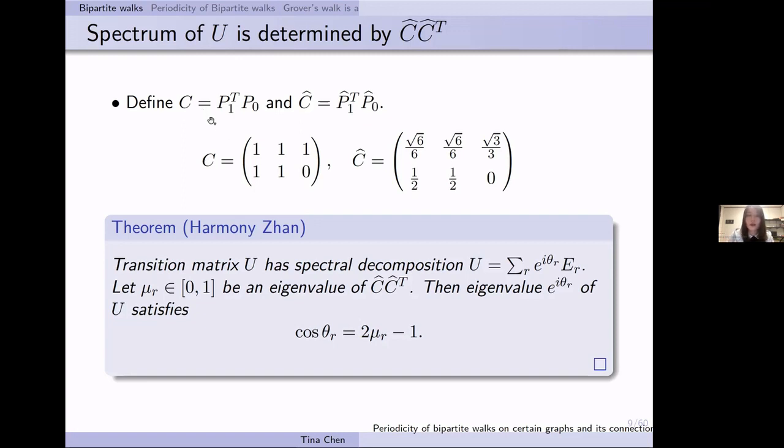So C is going to be defined as P1 transpose P0, and these P1 and P0 are the projections I just showed you before. And this will be the matrix C of the bipartite graph I showed you before. And this will be our normalized C. So in harmonic analysis, one can show that the spectrum of your transition matrix is always going to be determined by the spectrum of your normalized CC transpose. Which means every eigenvalue e^{iθ_r} of your transition matrix U is going to be 2μ_r - 1, and this μ is the eigenvalue of your normalized CC transpose.